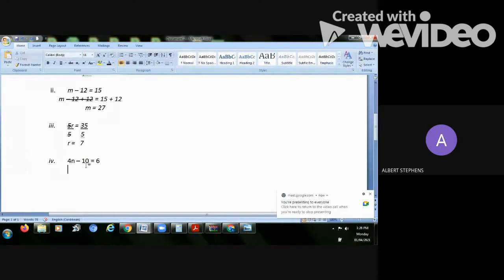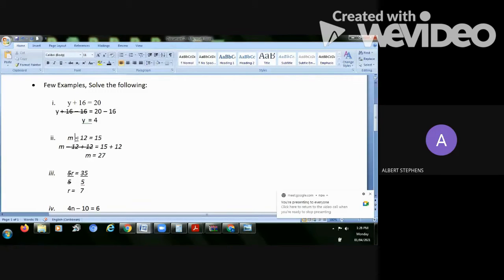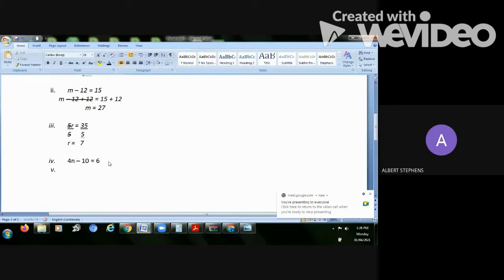All right, so it's an equation that contains a what? A subtraction. So what are we going to do? We'll add. We're going to write back the 4n. And we're going to get rid of the 10 by adding 10, because remember, we want n. So you're going to have equal, and because you add 10 to the left, you have to add it to the right, not true?